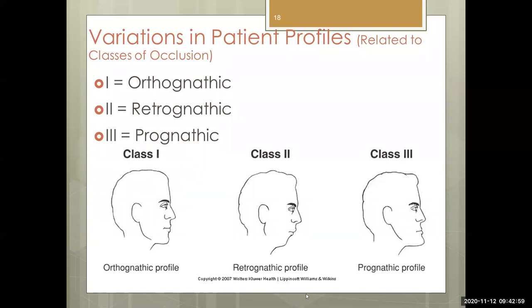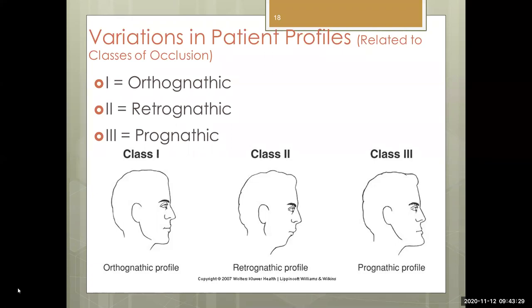So let's get into the different profiles. You do need to know this for 141, for 111, and for passing your boards. They always ask stuff like this. All right, so we've got our orthognathic, retrognathic, and prognathic facial profiles. The orthognathic profile is your neutral position.